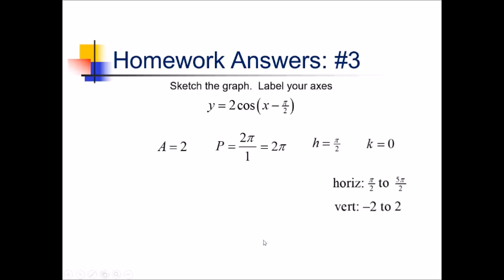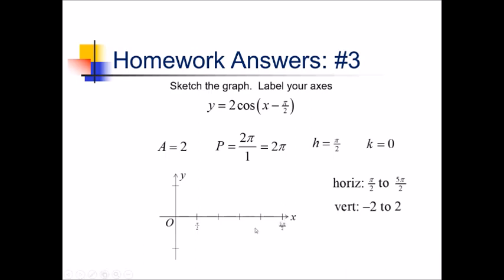So for my grid lines then, horizontally, I need to go from pi over 2 to 5 pi over 2. So if I make my grid lines go by pi over 2's, I've got the beginning of my wave happening right here, and 4 steps to the right gives me the end of my wave.